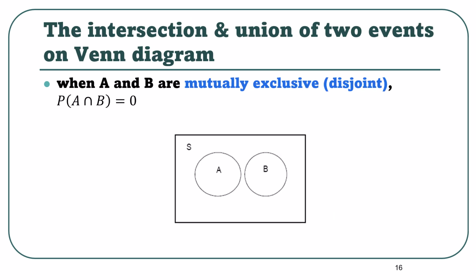Now, if A and B are mutually exclusive, disjoint, then their intersection probability is equal to 0. Why is that? Because as we said, the intersection is a common area between two events. If we begin with two mutually exclusive events, we don't have any common area. And so the probability is exactly equal to 0.